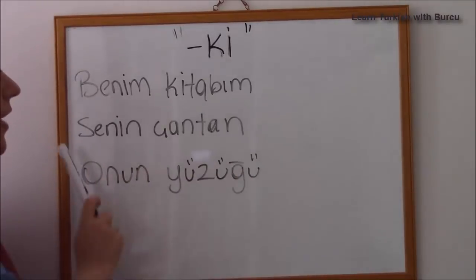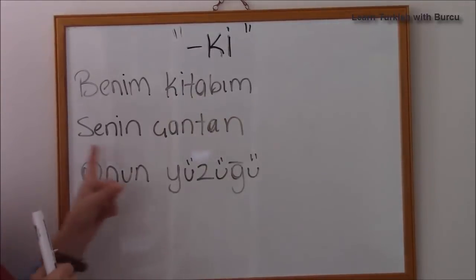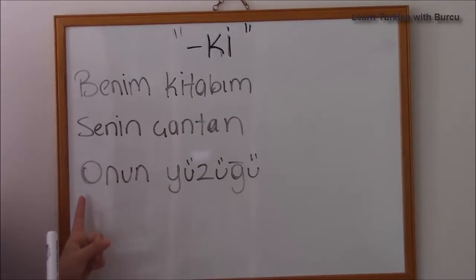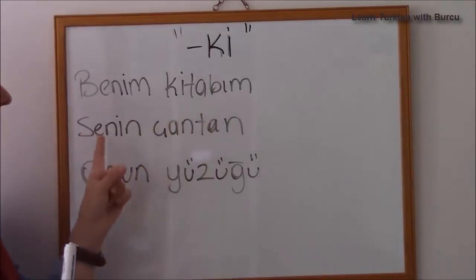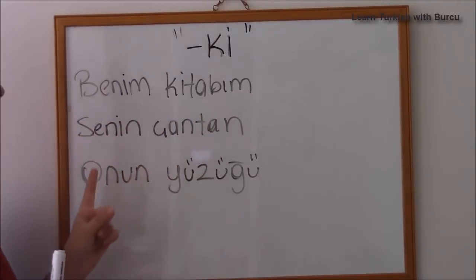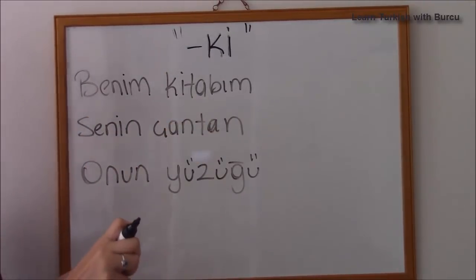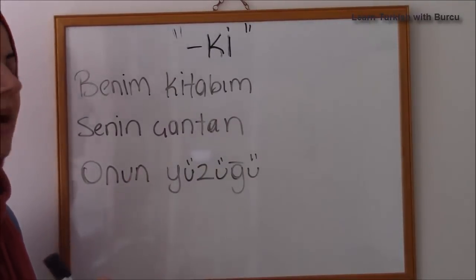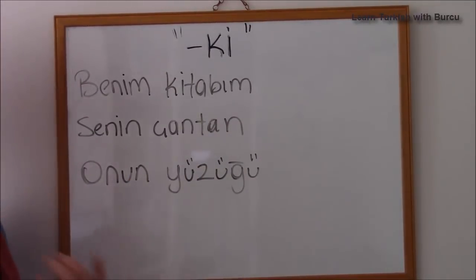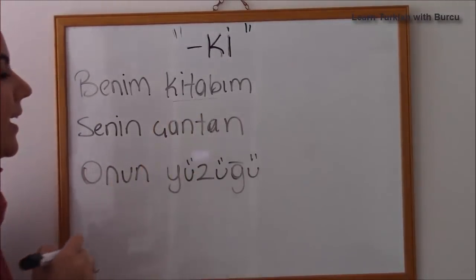So, here are the phrases. Benim kitabım, senin çantan, onun yüzüğü. Now, let's start with the first one. Benim kitabım. First, our word is kitap, okay, kitap. Benim kitabım, my book.